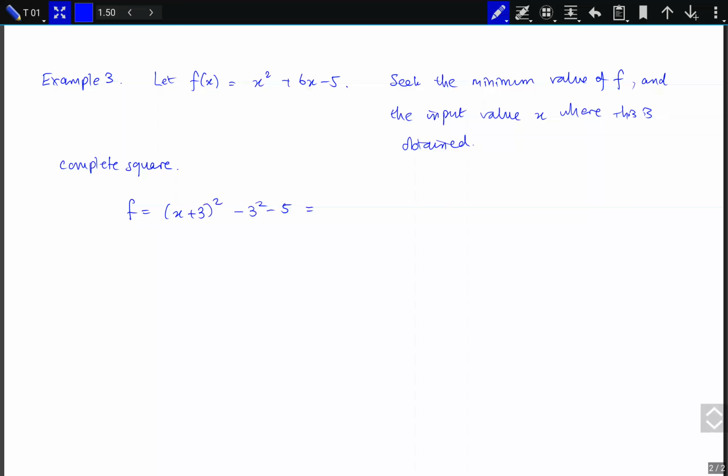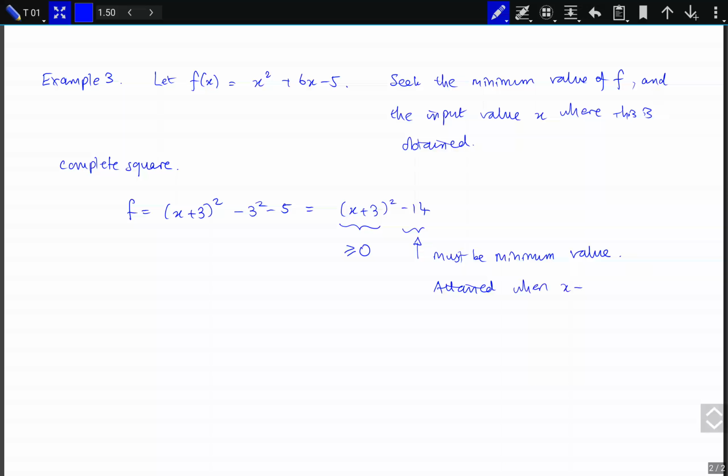Using the same familiar process, we get that it's x plus 3 all squared minus 3 squared minus 5. So this term here is always non-negative, and therefore this term over here must be the minimum value. And it's attained when x plus 3 is equal to 0, i.e. x is equal to minus 3.